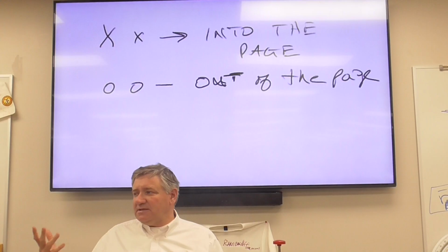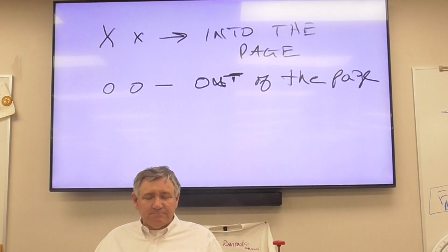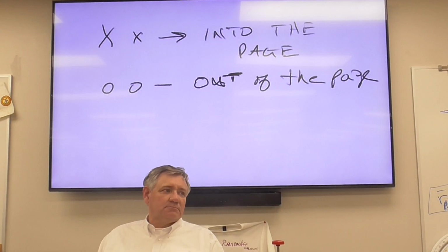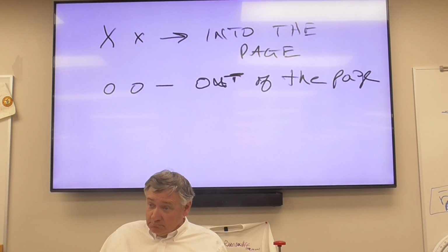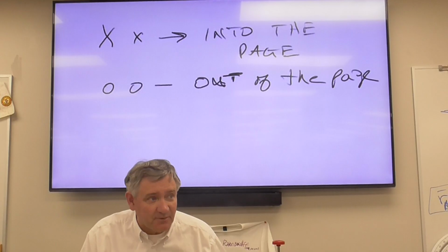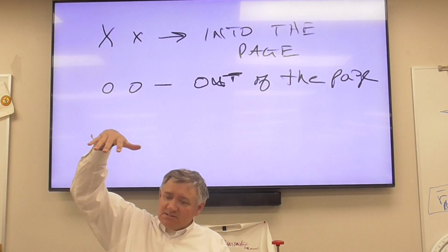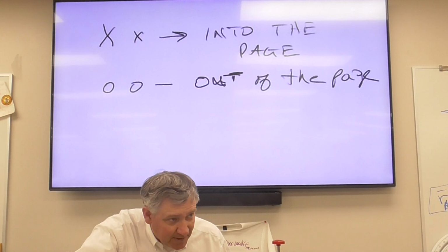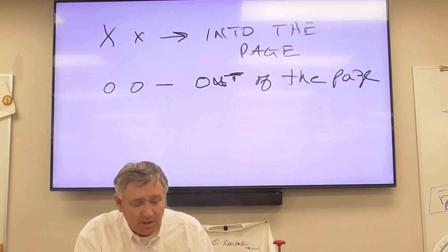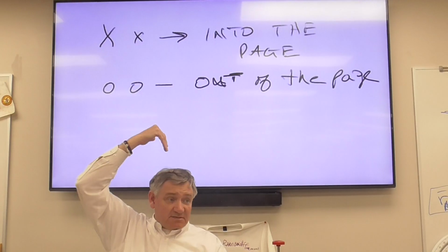If anybody has seen Pirates of the Caribbean, or is familiar with pirate lore, what does X mark? Where the treasure is. What do you do at the X? You dig into it, right? So when you see X's, that means the magnetic field is going into the page. It's the easiest way to remember. X's move in. O's, it's like you're looking into the hole and it's coming out.